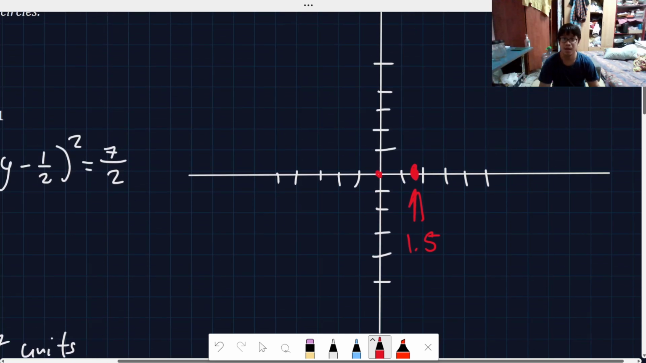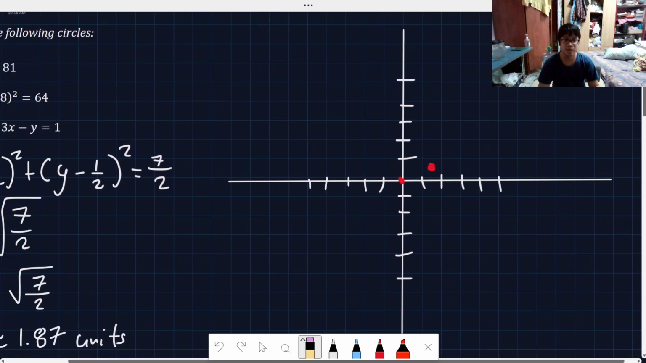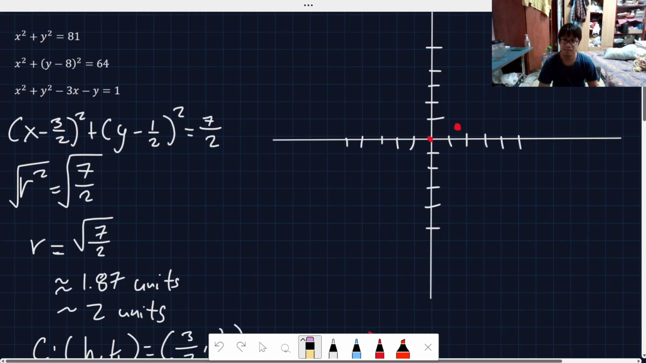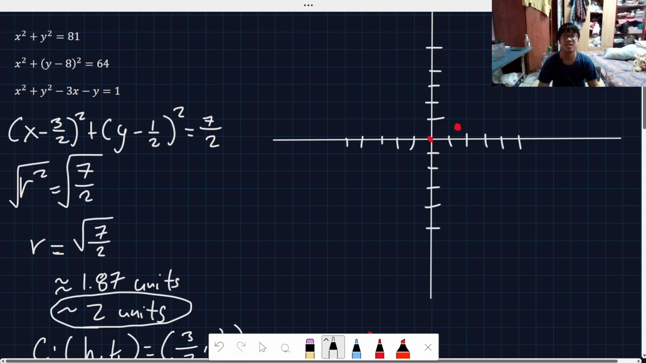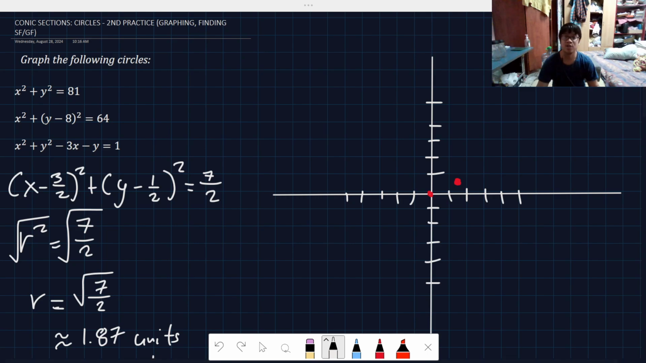Now, for your y, it's 0.5. 0.5 is basically between 0 and 1. So if we're going to plot it together, your center is located here. Let me erase this one. So your center is here. Now we draw the length of your radius. So yeah, it's approximately 1.87, but let's make it 2 units long. Again, we're just estimating it here. It does not need to be perfect.